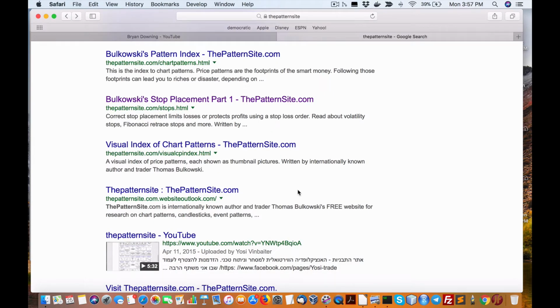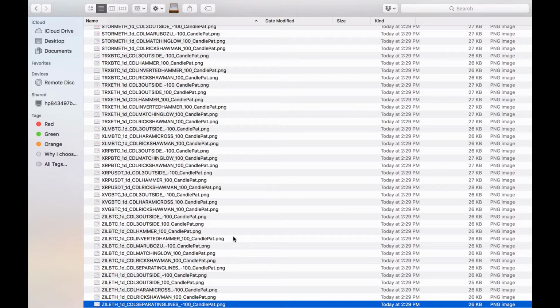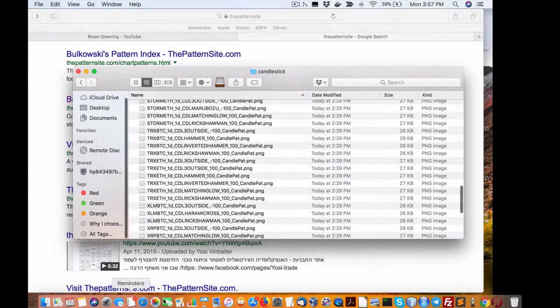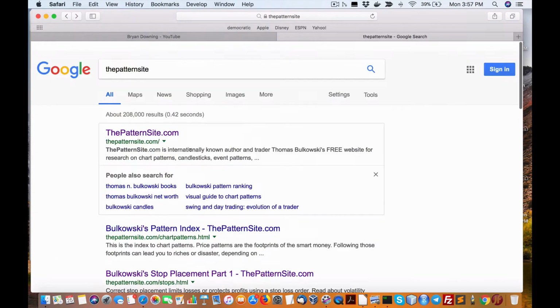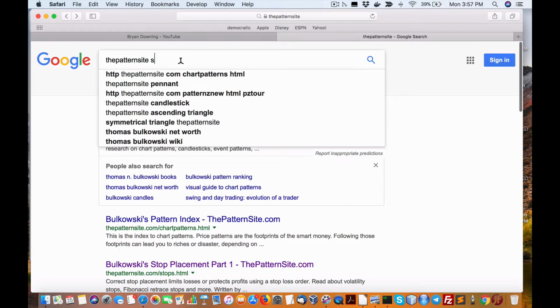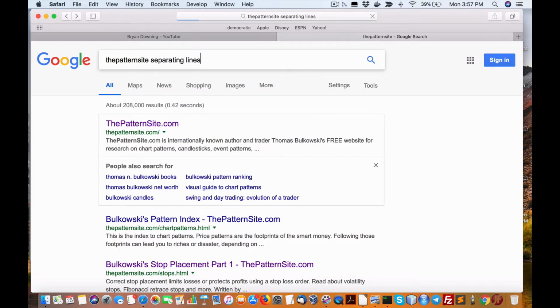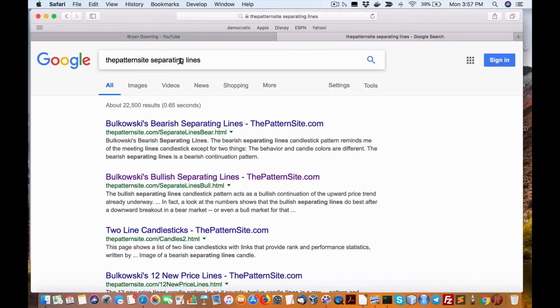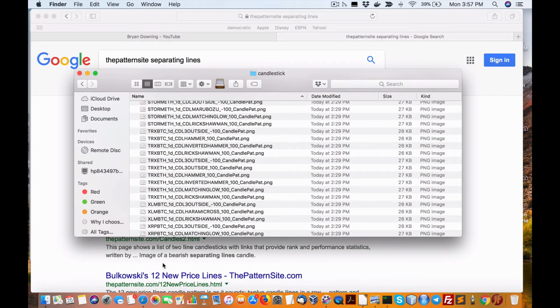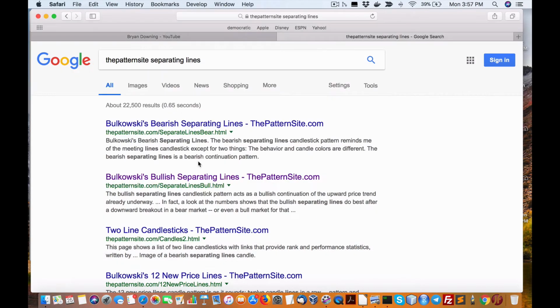Let me just pull up, what's the name of the pattern again? It's called separating lines. So, separating lines. Is that, I think that was a bearish. No, that's a bullish.